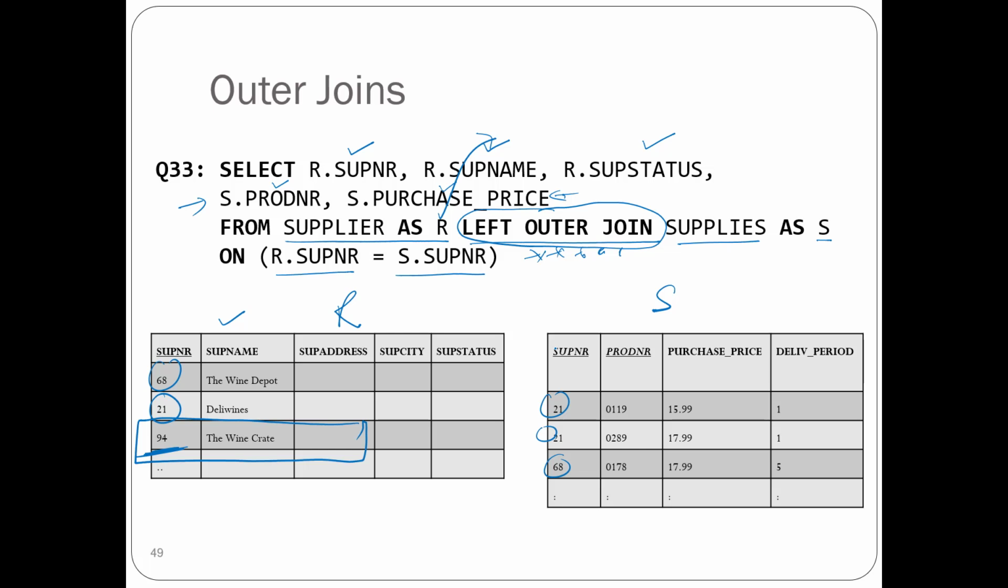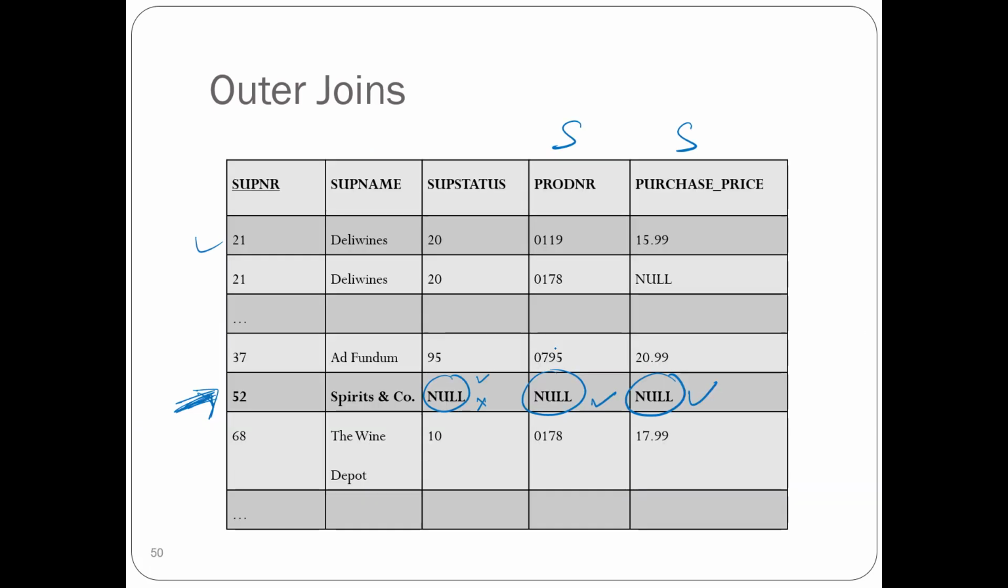Since the supplier is probably new, the entry is only available in the supplier table. The supplier is new, did not get any orders, so in the supplies table we don't have any entry. But since this is left outer join, we will keep the supplier with the number 52. The values for the columns from the right table will be null. It's important, make sure that you understand it.